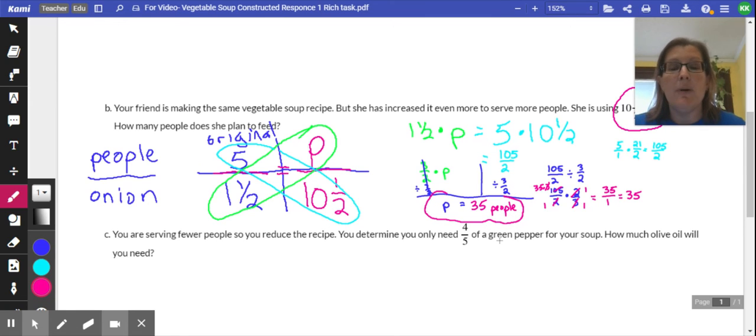Now I would like you to try part C on your own. You are serving fewer people, so you reduce the recipe. You determine that you only need 4/5 of a green pepper for your soup. So how much olive oil will you need?